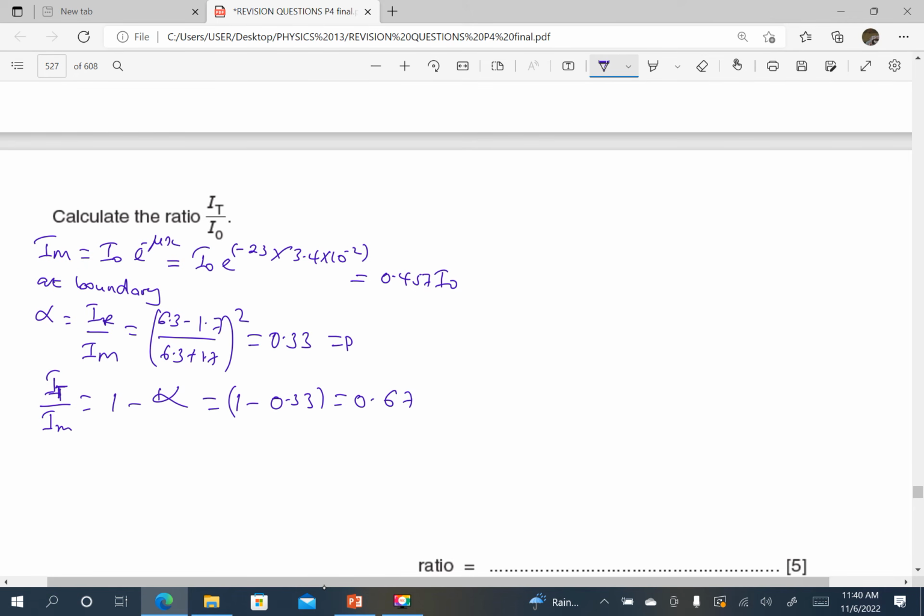That is IT. So all we need is to express it in terms of I naught. So IT is going to be 0.67 times Im. We have Im is equal to 0.475 I naught. So this will be 0.67 times 0.457 I naught. Press my calculator.